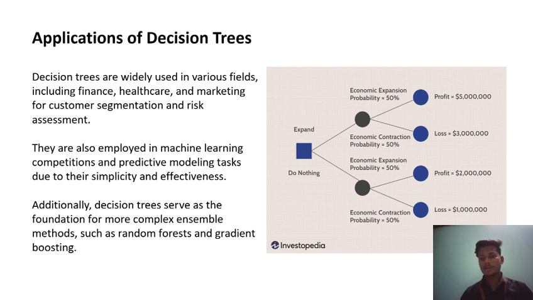Let's observe the diagram. Applications of decision tree: economic expansion probability 50% and profit 5000, and economic contraction probability the same 50%, loss 3000. The third one is economic expansion probability 50%, profit 2000; economic contraction probability 50%, loss 1000. Expand and do nothing: the same, the four are the same, but profit and loss are different. These are the applications of decision trees.